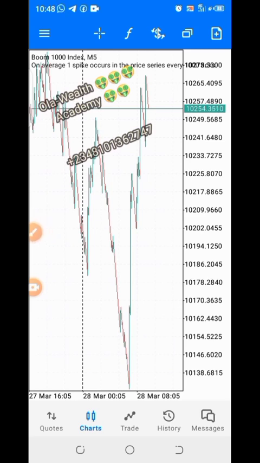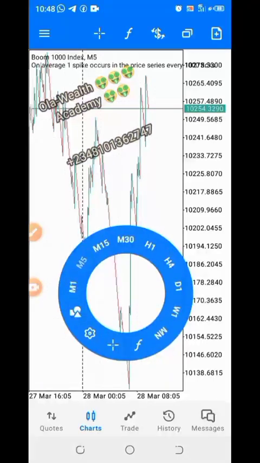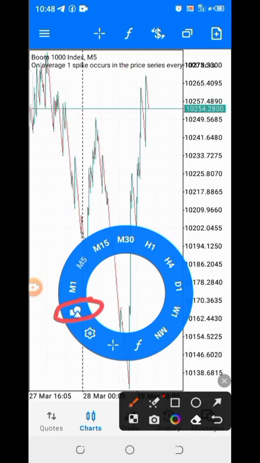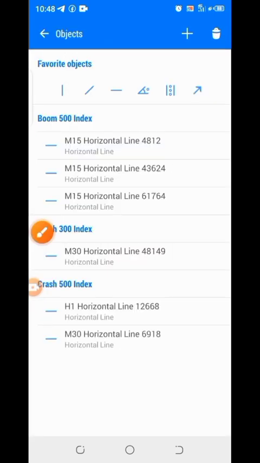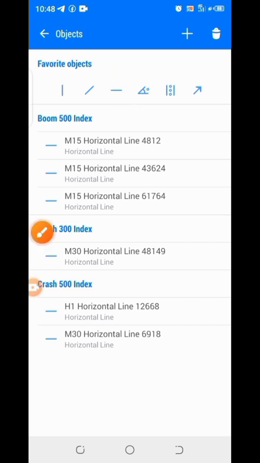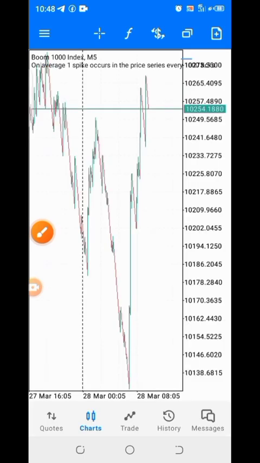How do you place a horizontal line? Just tap your screen once. Once you tap it, click on these shapes here, and once you click, you can see this horizontal line here. You have so many lines, but that's the one you're using. So you click on that and then you drop it anywhere at all. But remember, you are dropping it on the lowest for the day. So this is the lowest for the day.